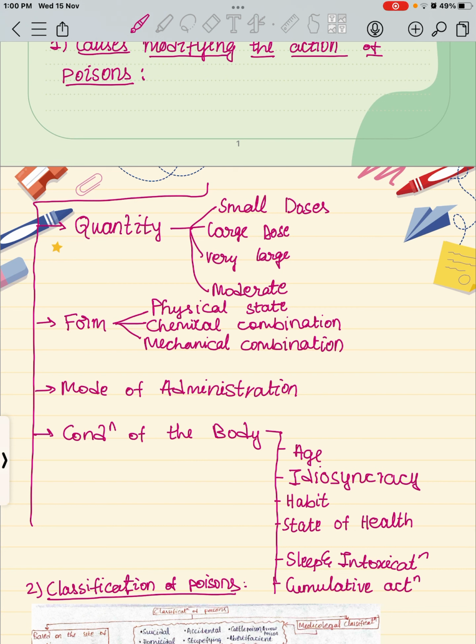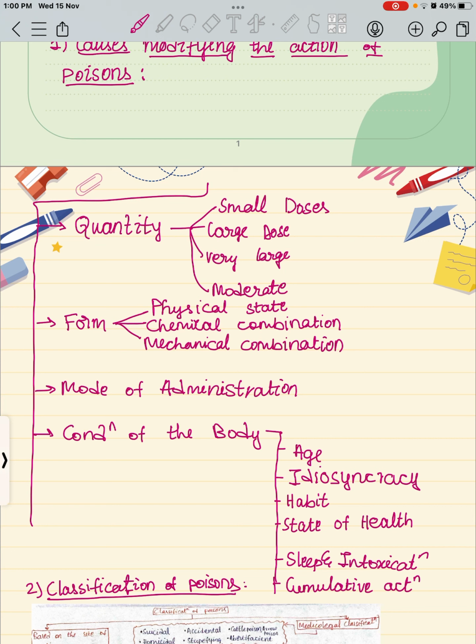And what do we mean by mechanical combination? The action of poison may be altered if combined mechanically with inert substances. For example, a small dose of concentrated mineral acid produces corrosive action, but the same dose largely diluted with water is harmless.